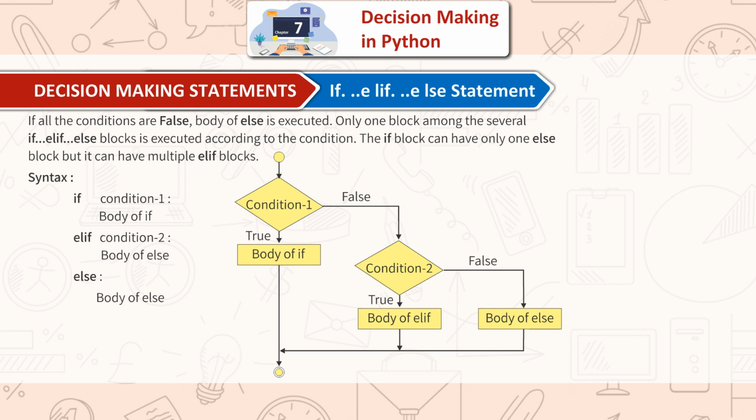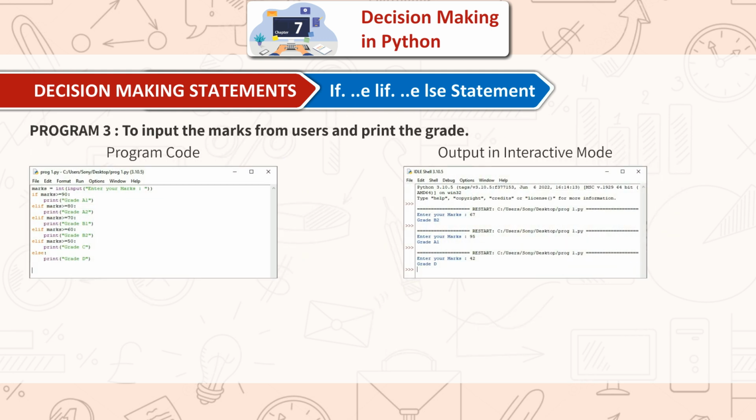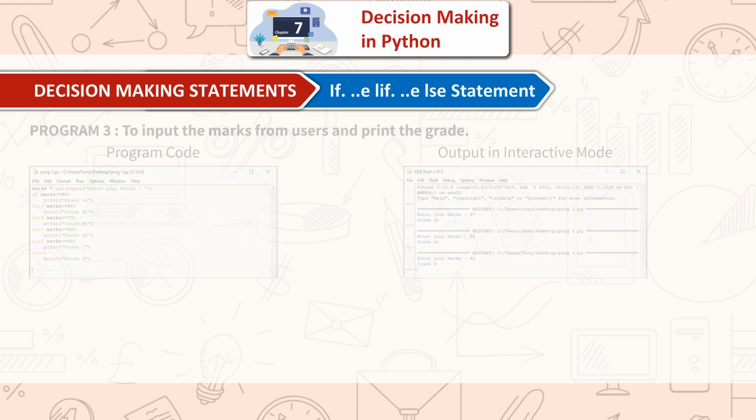Syntax: if condition 1, body of if. Elif condition 2, body of elif. Else, body of else. Condition 1 false, condition 2 false, body of else. Condition 2 true, body of elif. Condition 1 true, body of if. Program 3: to input the marks from users and print the grade. Program code. Output in interactive mode.